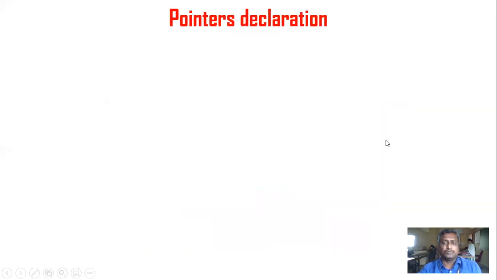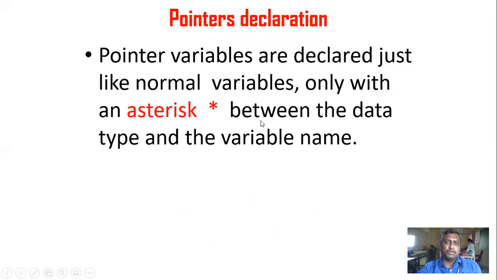Now, how to declare a pointer? Pointer variables are declared like any other normal variable, isn't it? How do you declare a normal variable? By specifying the data type followed by a variable name. That's how we declare a variable. For example, int x. So int is a data type and x is a variable.